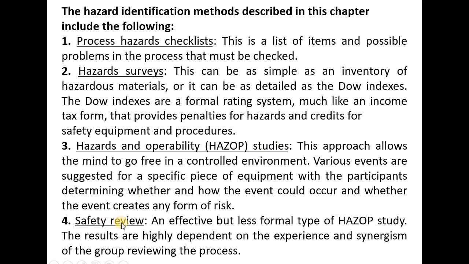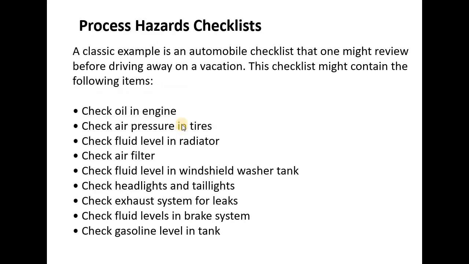And then number four is the safety review. Safety review is just an effective but less formal type of hazard study. It's informal, people sitting together and discussing with each other. Now we have a hazardous substance. What should we do? What are the possible consequences? So people talk with each other, and it's simpler in this case. So we'll start with number one, process hazard checklists.